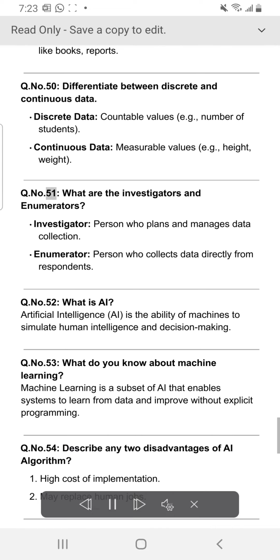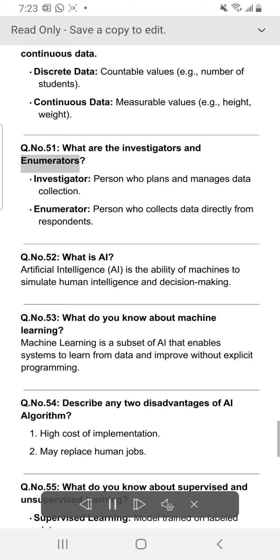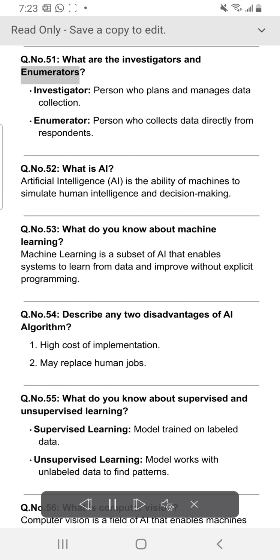Q. Number 51. What are the investigators and enumerators? Investigator: person who plans and manages data collection. Enumerator: person who collects data directly from respondents. Q. Number 52. What is AI? Artificial intelligence, AI, is the ability of machines to simulate human intelligence and decision-making.